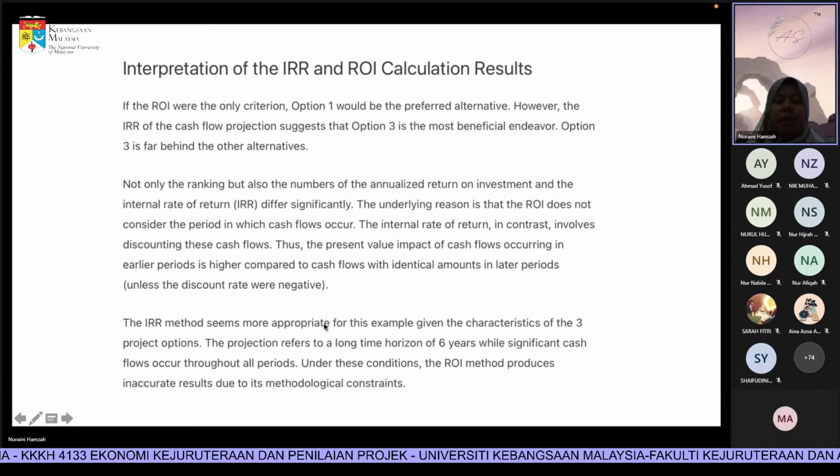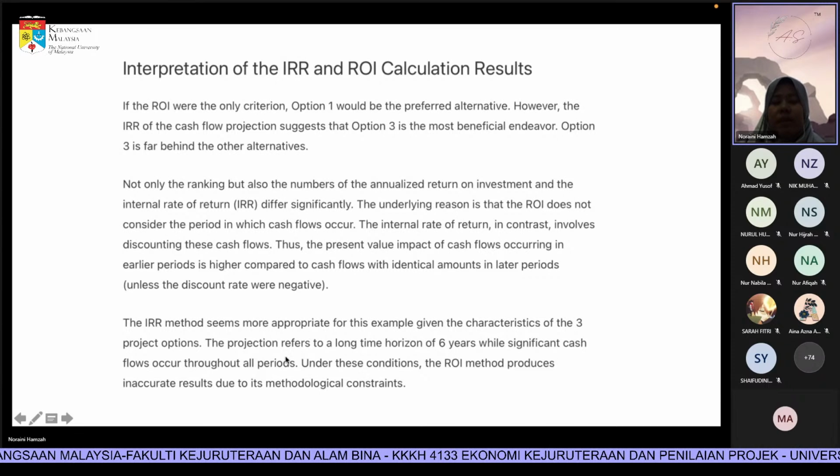Sebab dia tak berapa ni. So, biasanya kita akan ambil option yang menggunakan IRR lah. Sebab dia akan berbeza. Nampak? Option 1, preferred untuk ROI. So, same justification tadilah. Okay, you boleh pilih mana-mana lah sebenarnya.